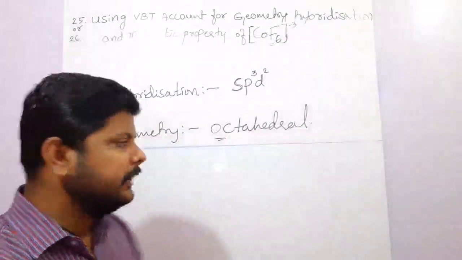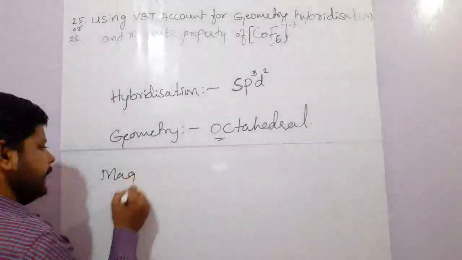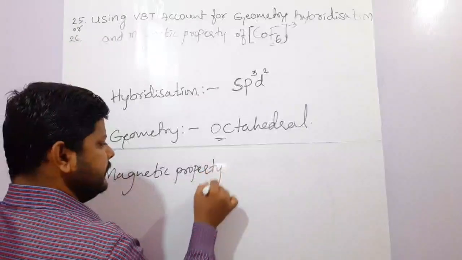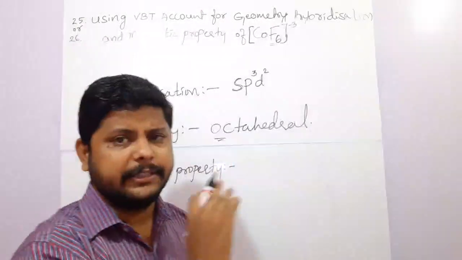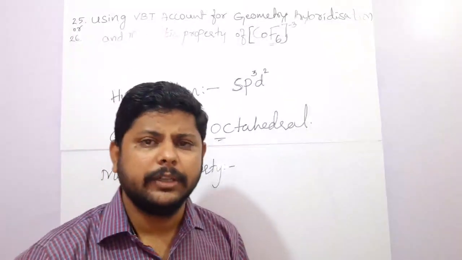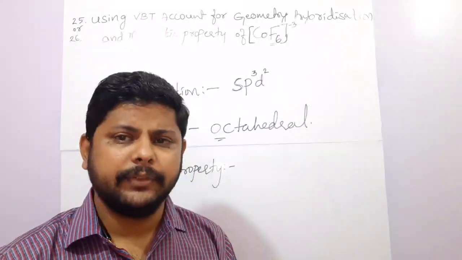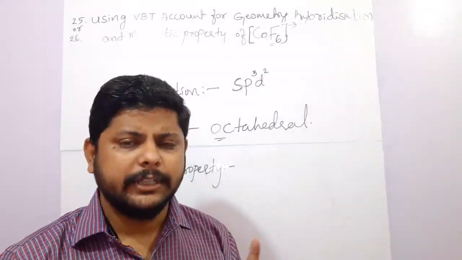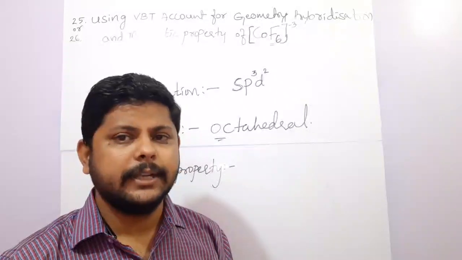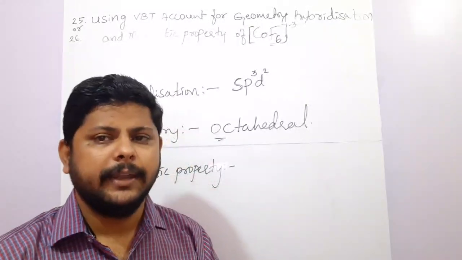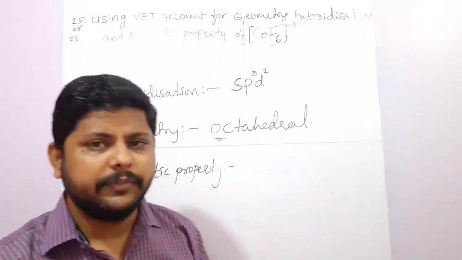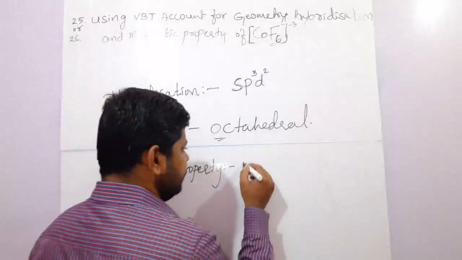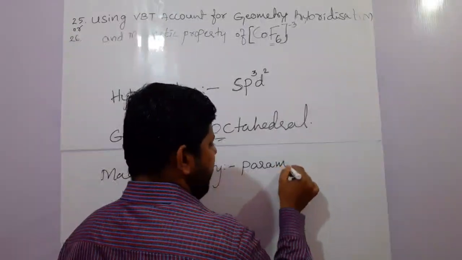Now the final one is the magnetic property. There are two magnetic properties: one is paramagnetic and the other is diamagnetic. It is paramagnetic if the central metal atom contains unpaired electrons. If it does not contain unpaired electrons, it will be diamagnetic. For this complex, fluoride is a weak ligand, so electrons will not pair up, so it will be paramagnetic.